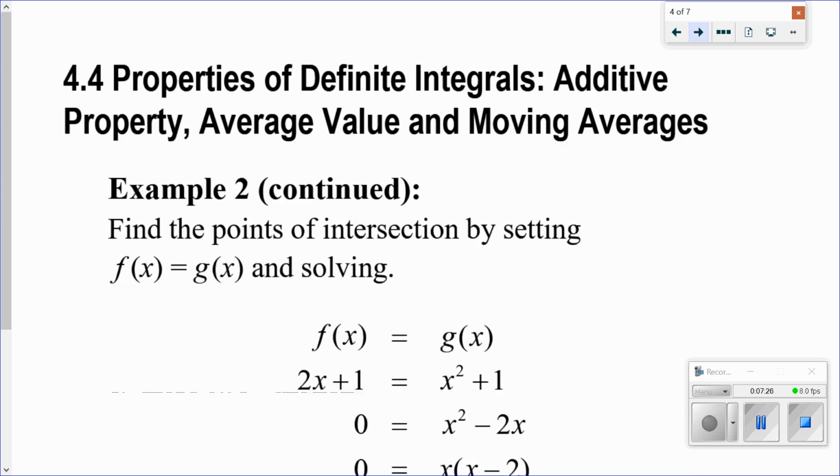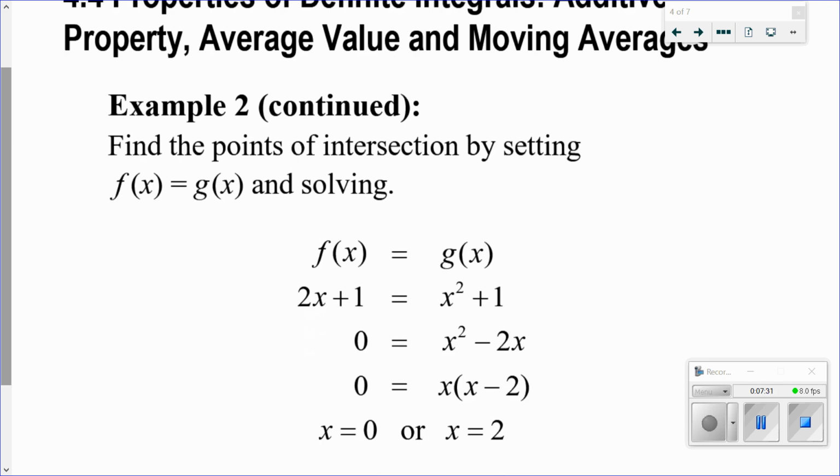Okay, so step 1, set them equal to each other so we can find out where they intersect. So here we have f of x was 2x plus 1. We're setting that equal to x squared plus 1. So let's subtract 2x from both sides and subtract 1. On this side we are left with 0. Over here we have x squared minus 2x, and the plus 1 minus 1 are going to add to 0.